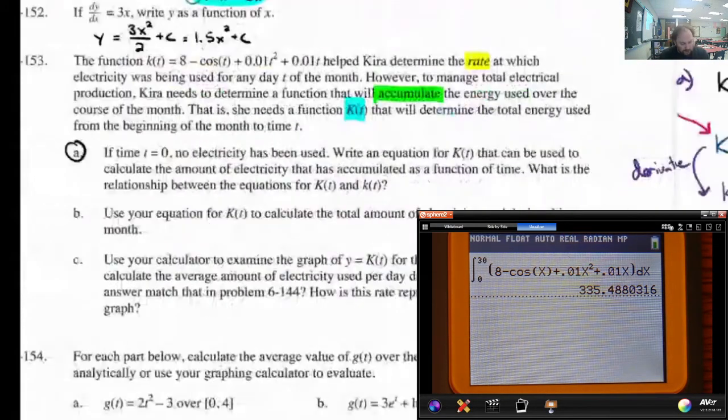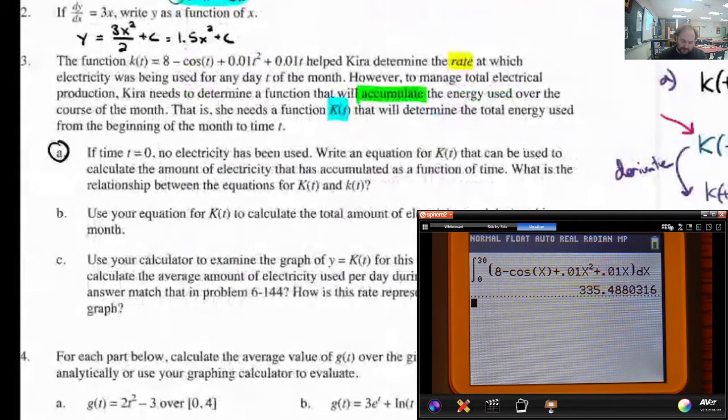Question C asks us to use our calculator to examine the graph of k of t on this 30-day period and calculate the average amount of electricity used during this period, during this month. Does your answer match what we got in part B, and how is the rate represented geometrically on this graph?